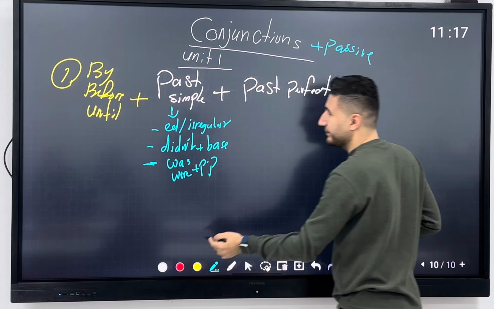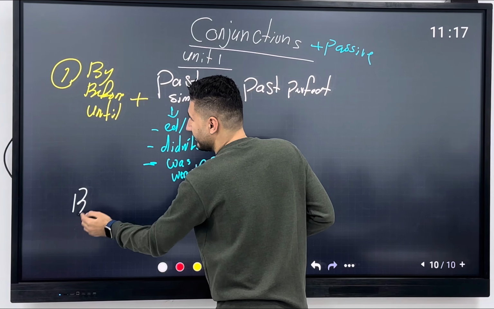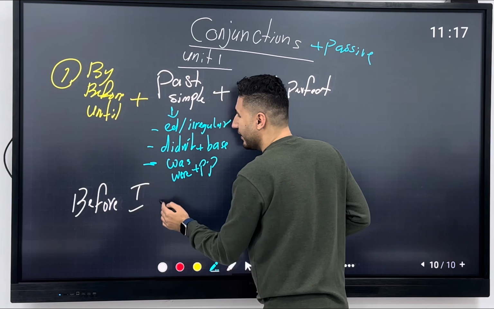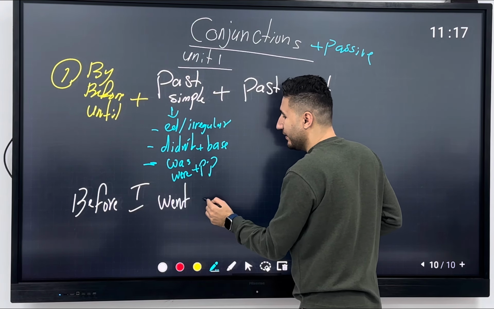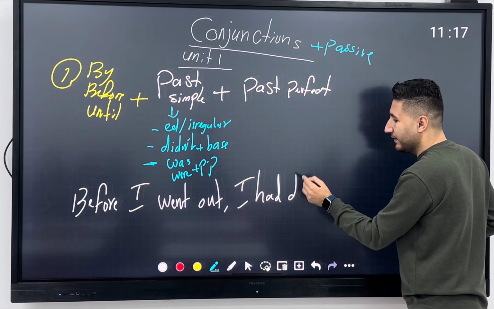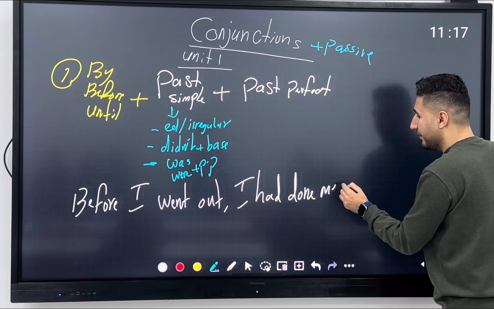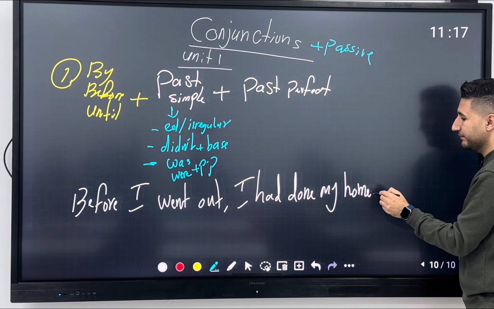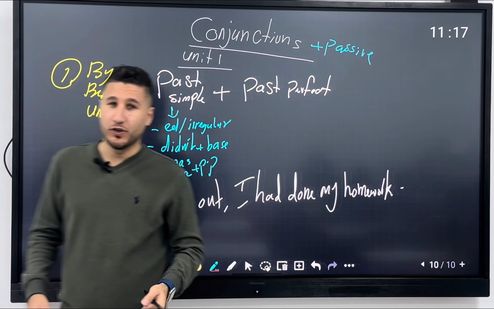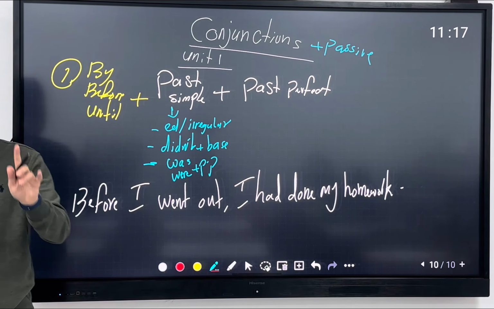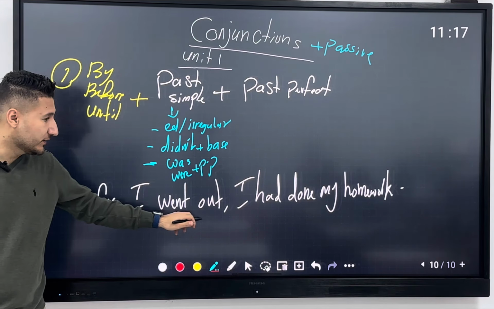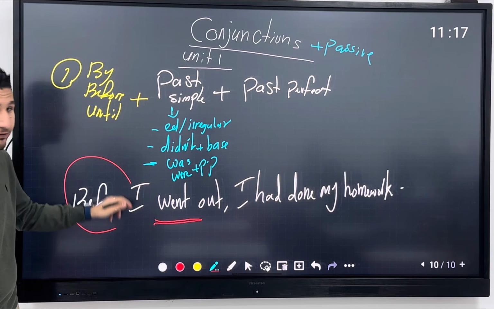For example, before I went out, I had done my homework. In the exam, guys, look. So normally we have two blanks here, and sometimes we have one blank. So we have to understand that there is before.